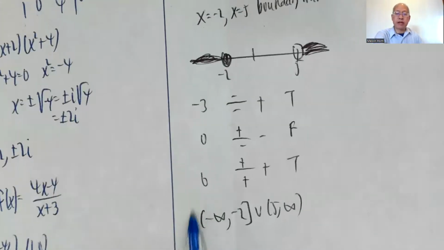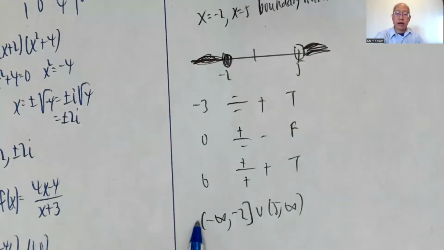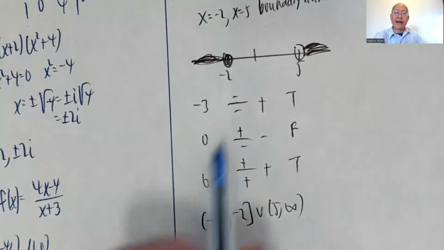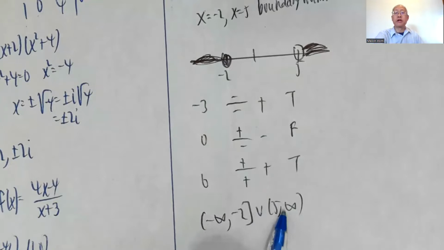So I write this as parenthesis. Remember, negative infinity and positive infinity always have parentheses. And negative infinity, comma, negative 2 bracket, because I'm including negative 2, union parenthesis 5 to infinity.